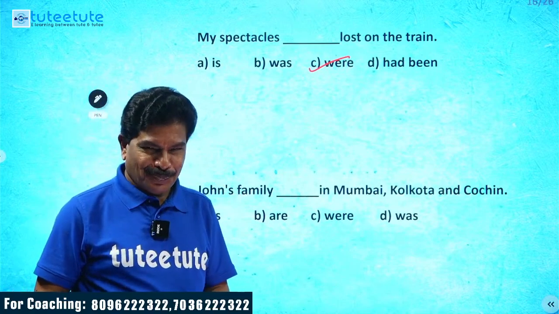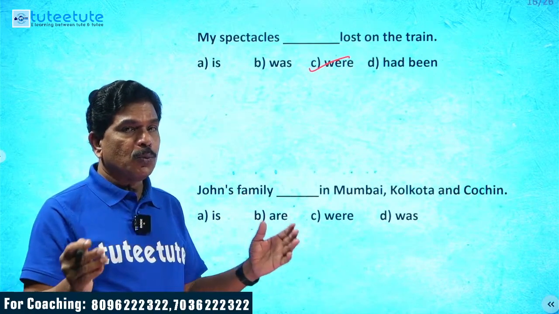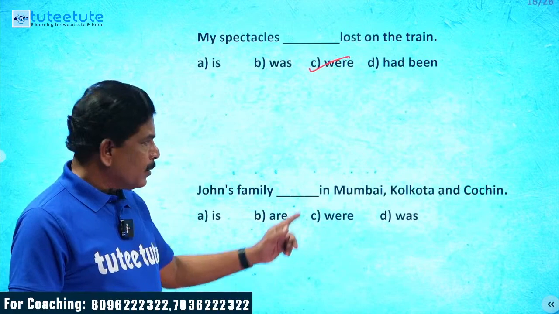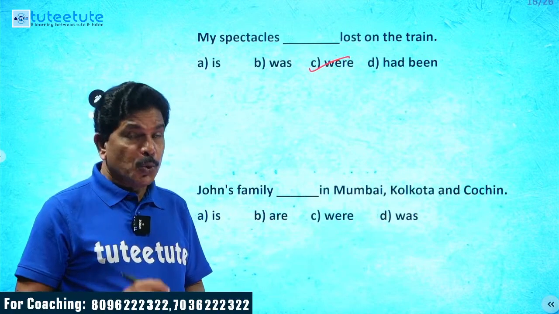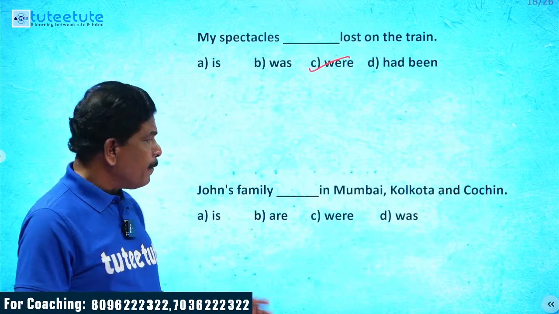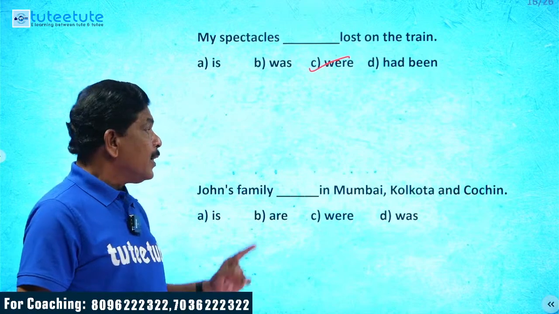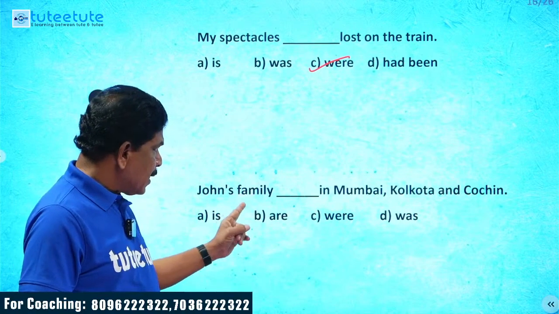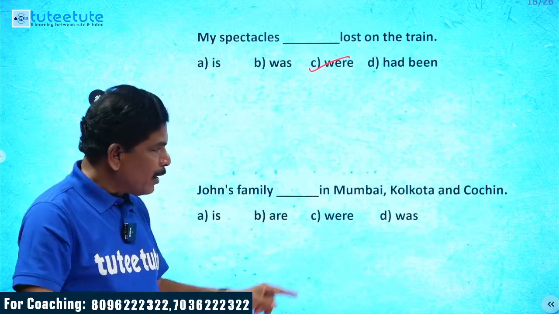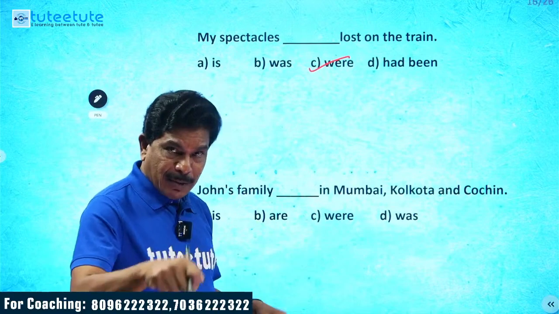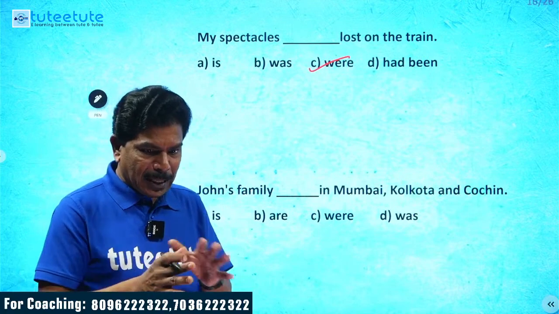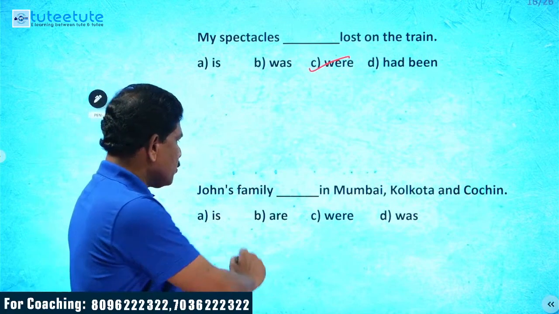John's family. Here again, we are coming back to group nouns, which are sometimes singular and sometimes plural. So John's family here in Mumbai, Kolkata and Cochin. Do you think that John has 3 families? Never. He is not such a man. He has just one family. But here what we mean is this family is plural. We are mentioning the members of his family. One of the members in the family lives in Mumbai and maybe his wife is in Mumbai, his daughter is in Kolkata and his son is in Cochin. So we are mentioning the members in the family. Therefore, it is plural. John's family are.